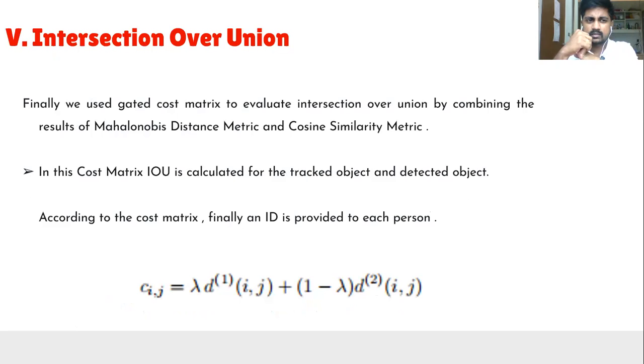Intersection or union. Finally, we gated the cost matrix to intersection or union by combining the results of the Mahalanobis distance metric and the cosine similarity metric. This cost metric is calculated for the tracked object and the detected object. The tracked object is the ID1 which went to the backside, and the detected object is the ID2 which came to the front. By this it can compare both ID1 and ID2.